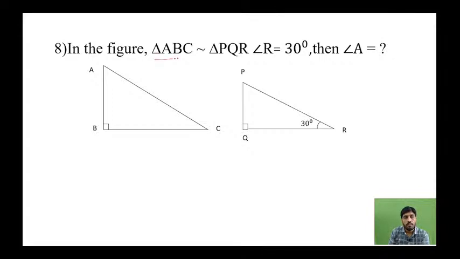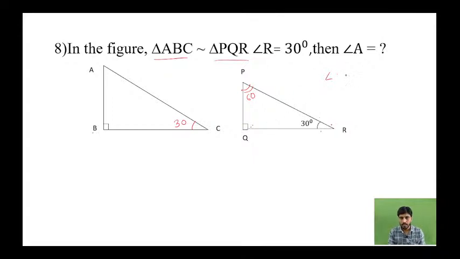Now in the figure, triangle ABC and triangle PQR, angle R is 30 degrees. B and Q are 90 degrees, that is a right angle triangle. Now R and C will be in correspondence, so this will be 30. We know the theorem of 30, 60, 90. By that theorem, obviously this angle is going to be 60, or there is one more option that we will subtract the addition of these two angles from 180, because we know the addition of all angles of any triangle is 180.